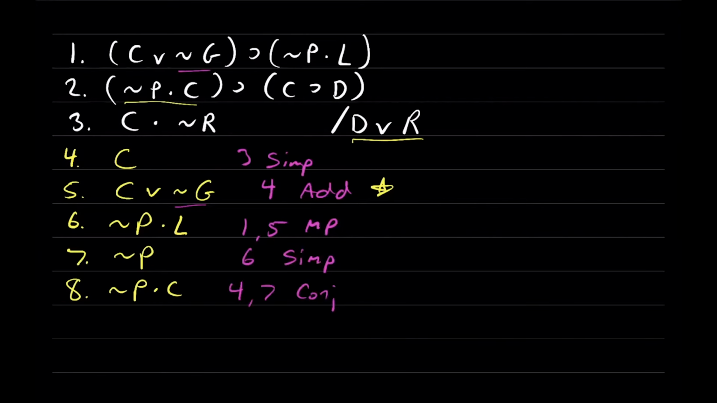Once we have not P and C, that's the antecedent of the conditional in line 2. So if we apply modus ponens on line 2 and line 8, that will give us the consequent of this conditional in line 2. That will give us C implies D. And that's going to follow now from line 2 and line 8 by modus ponens.